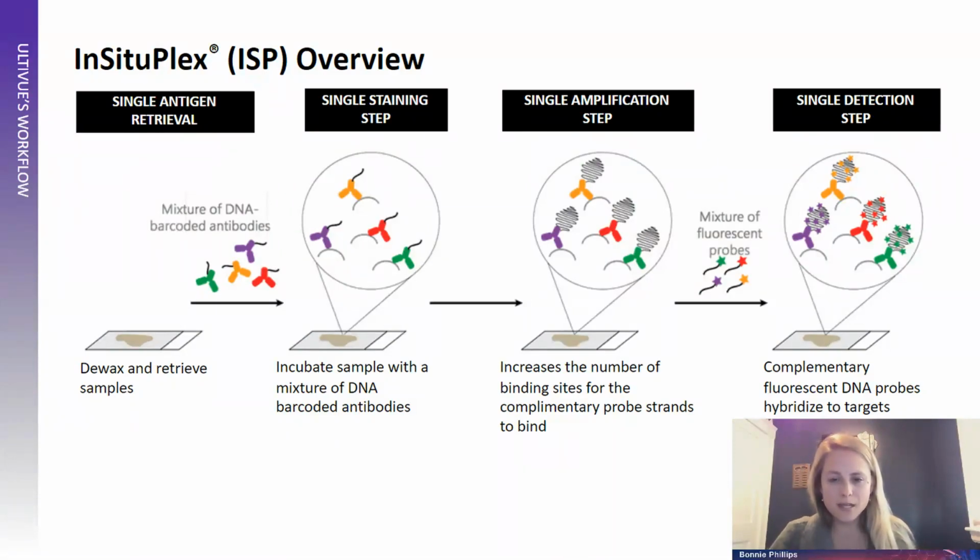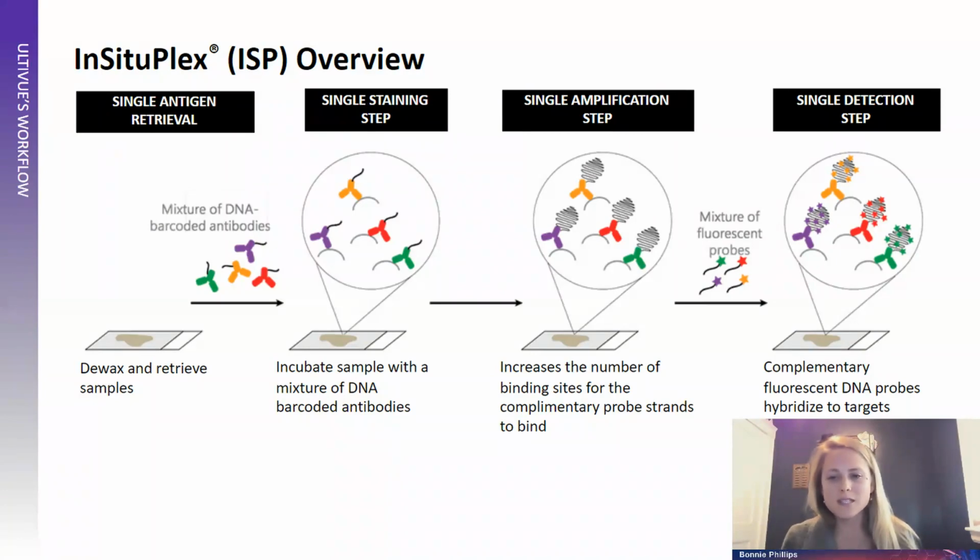So the InSituPlex workflow overview starts off with a single round of antigen retrieval. From there, this is where the ISP technology really begins, because here we start with primary antibodies that have all been conjugated to unique single-stranded DNA barcodes. At this point, after the one round of antigen retrieval, we have a single staining step where we add all antibodies to the tissue section at one point. And this can be for 4 antibodies or 8 antibodies or even 12 antibodies.